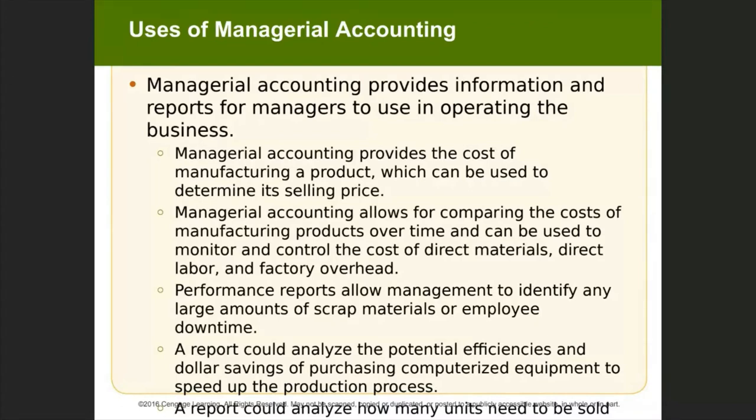And then with the computerized equipment, the report can analyze potential efficiencies and dollar savings to speed up the production process. That would also increase the efficiencies of the company. So there's lots of different types of reports that managers can use. And a lot of times they're looking at different things. It could be something within their department that they're looking to improve or the company as a whole.